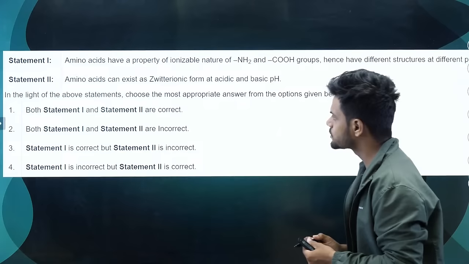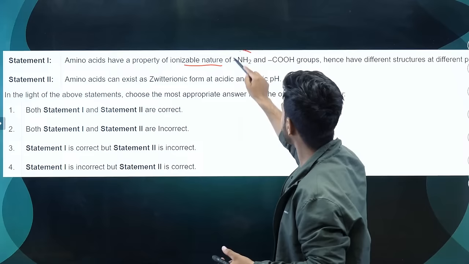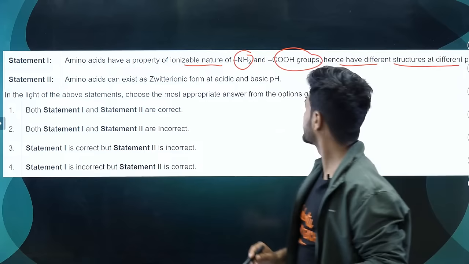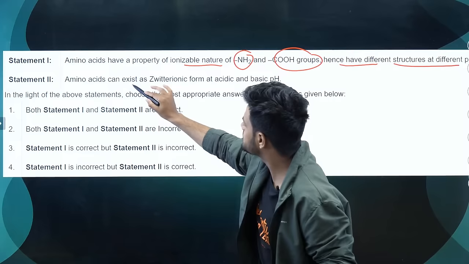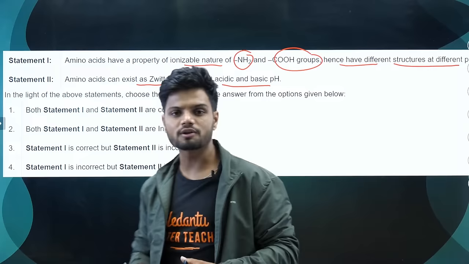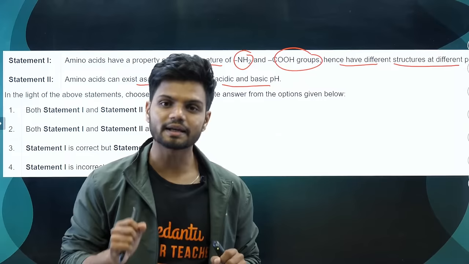Amino acids have a property of ionizable nature of NH2 and COOH group, hence have different structure at different pH. Yes. Whenever they're in acidic medium, they change the structure. When they're in basic medium, they change the structure. True. Amino acids can exist as zwitter ion at acidic and basic pH. Right. A zwitter ion is an ion which has both acidic as well as basic structures. It can have a COOH as well as NH2 group.